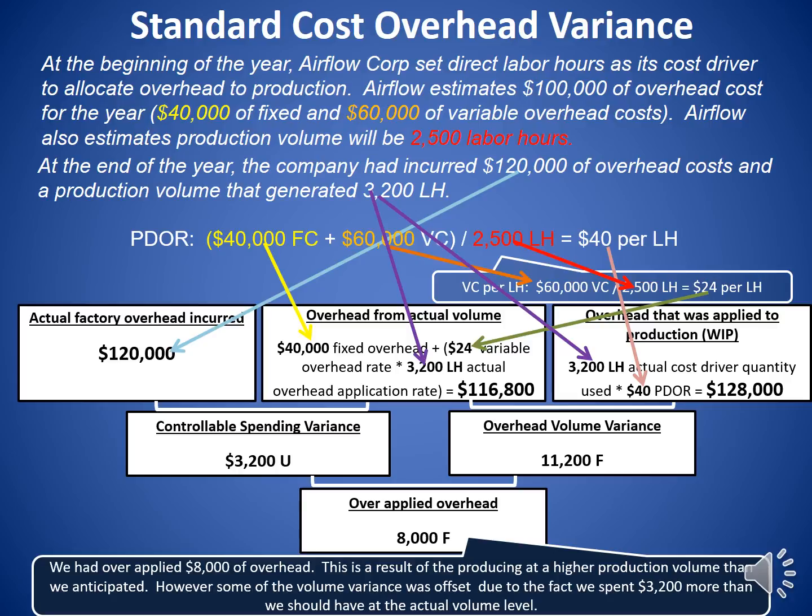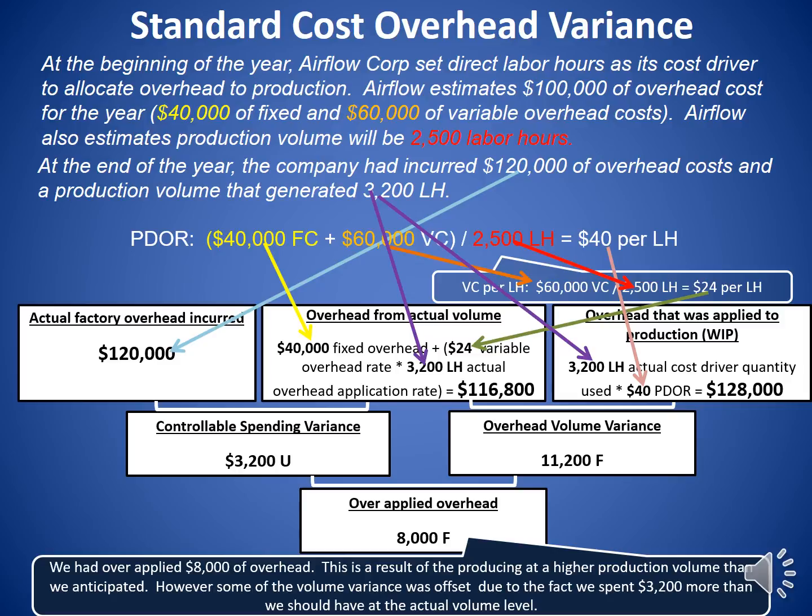This is a result of producing at a higher volume than we anticipated, and that's in our overhead volume variance. However, some of the volume variance was offset because we spent $3,200 more than we should have at the actual volume level. So that is this particular calculation.